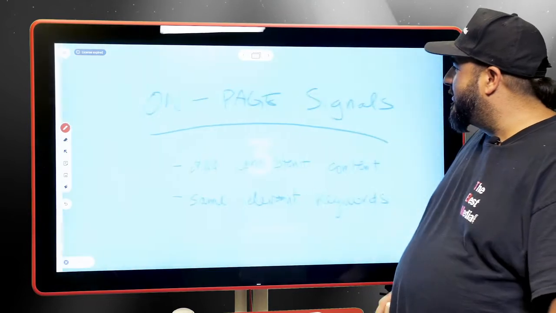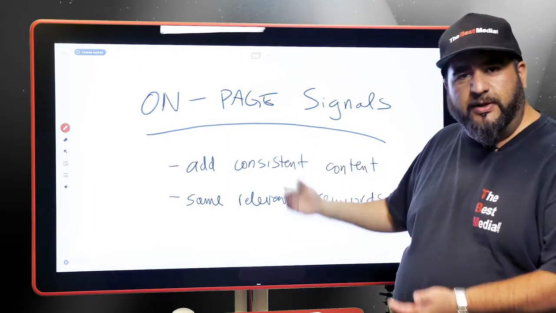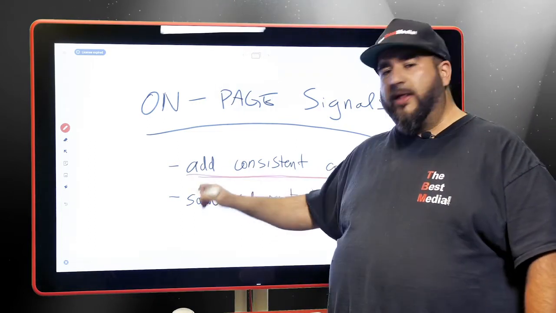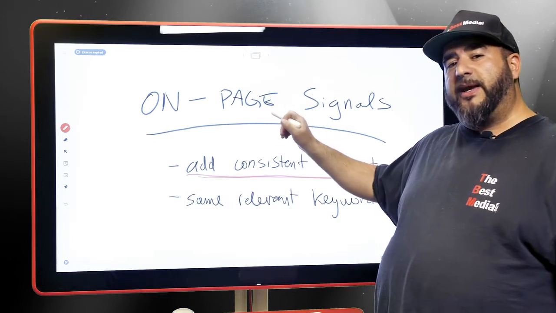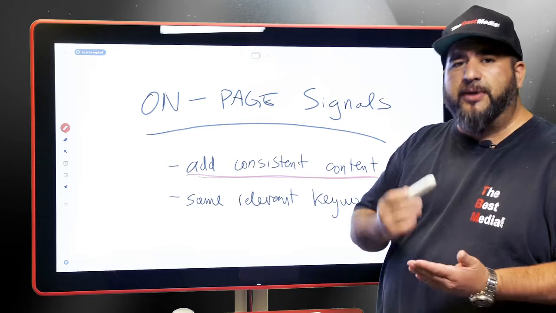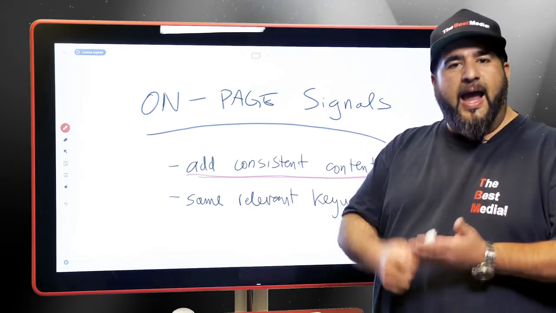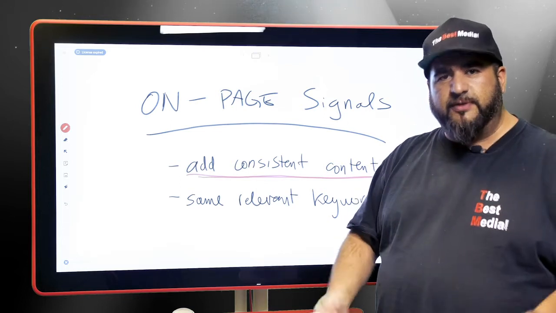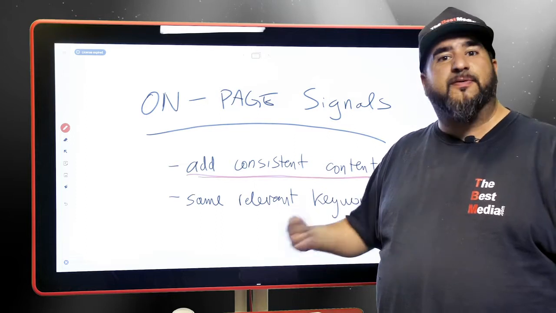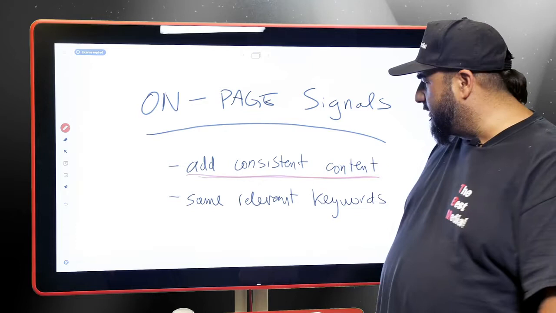Next, on-page signals. So what signals on the page do we need to consider? Adding consistent content. And this is on your Google My Business page. So adding consistent content to your Google My Business page should be a no-brainer. What's an example? You don't know where to start? No problem. Add monthly promotions about your services. Let them know what's happening, what's new. Update constant pictures. Add pictures and videos to your Google My Business page. Let people see what's happening with your business.